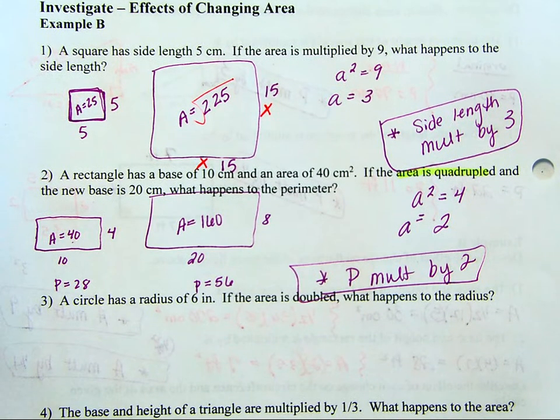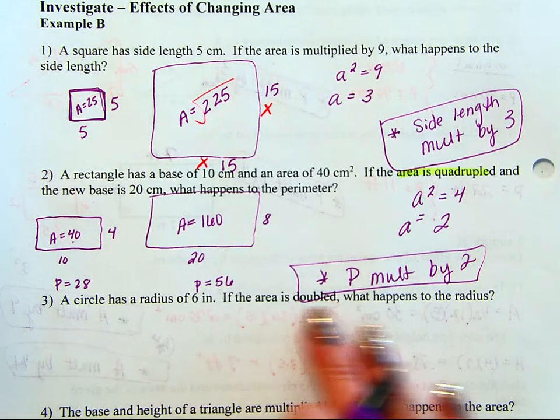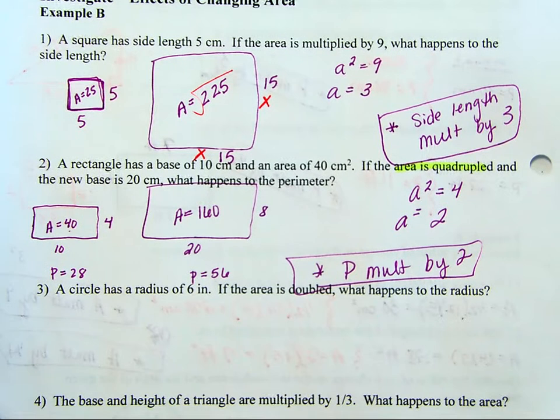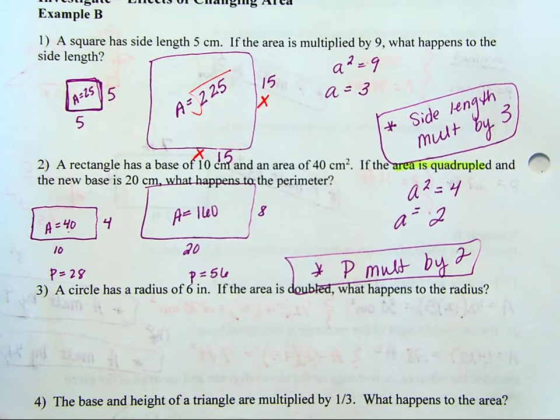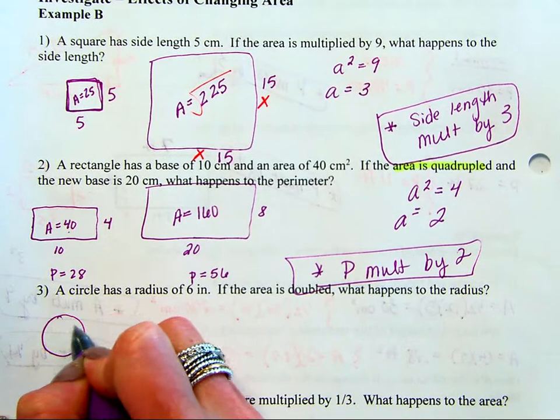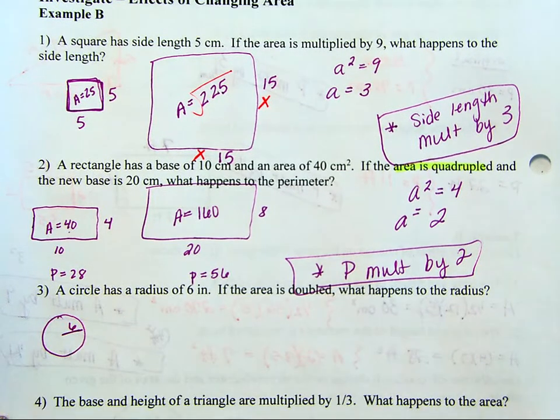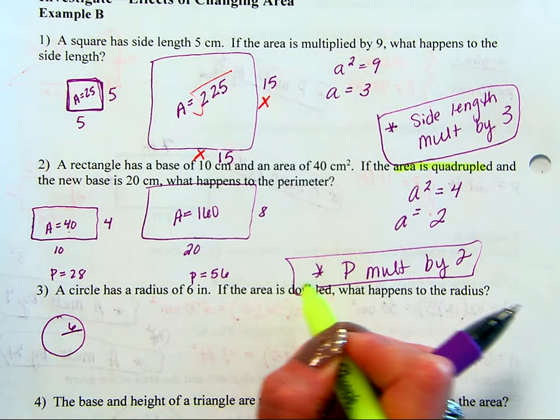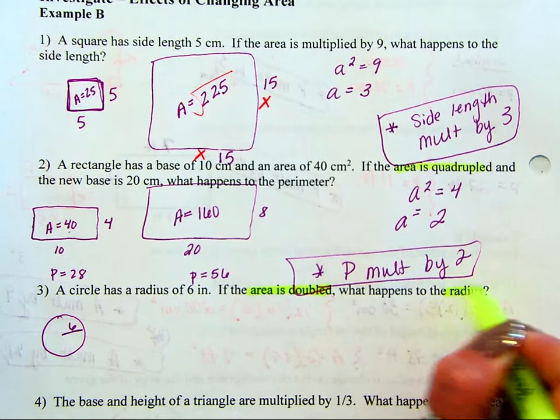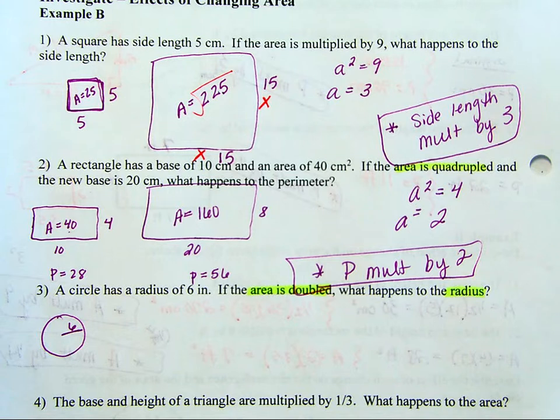Okay? Let's check that out with a circle. In question 3, it says a circle has a radius of 6. So I'm going to give myself a visual, radius of 6. The area is doubled. What happens to the radius? So here, my area is doubled. I want to know what happens to the radius.